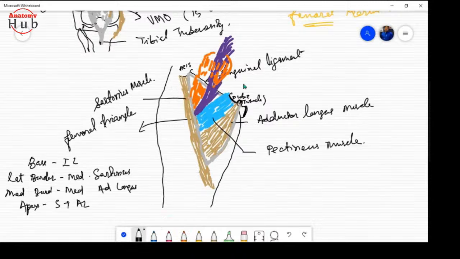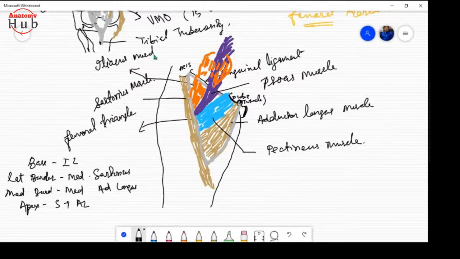That means what we got over here? Here we got the psoas muscle, and here we got another muscle, that is your iliacus muscle. That means all these four muscles, what are they? Most laterally you'll find the iliacus muscle, and medial to that you'll find the psoas muscle, medial to that you'll find the pectineus muscle, and medial to that you'll find the adductor longus muscle, right?